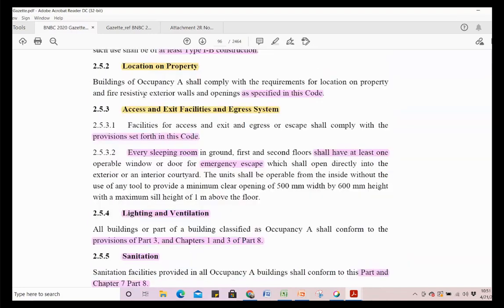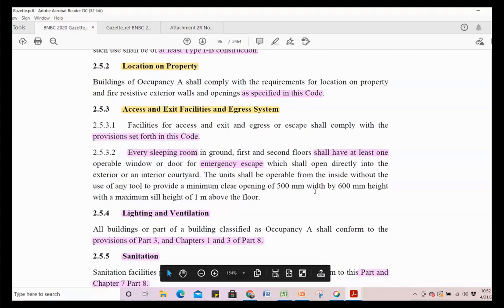Location on property. Building occupancy A shall comply with the requirements for location on property and fire resistive exterior walls and openings as specified in this code. So it is a general reference. It is not leading us anywhere else. We have to go through the related part 3 and part 4 segments and have a general idea of how it can be done. So the location of property will be located with that compliance.